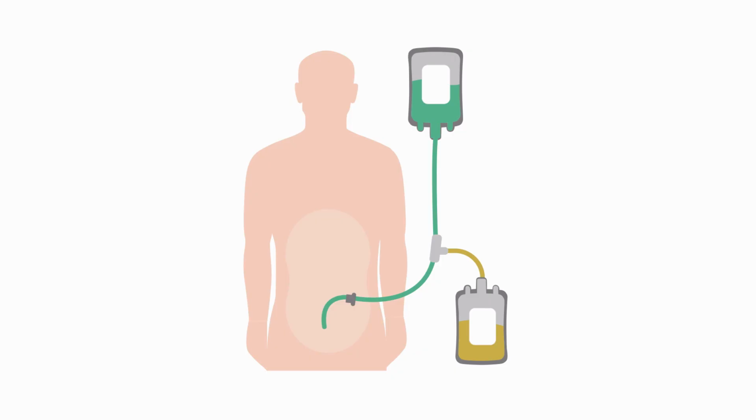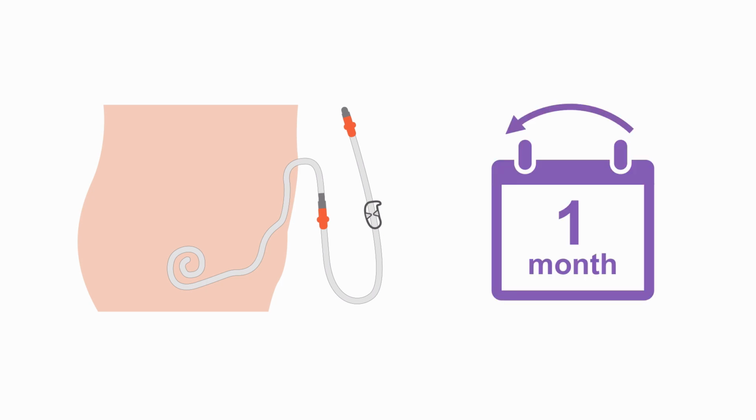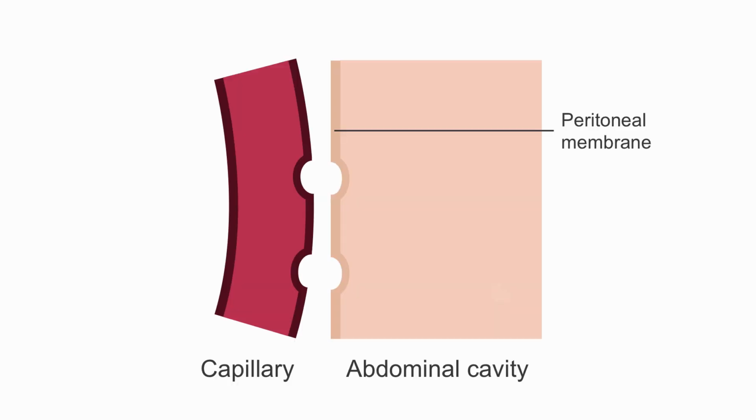An alternative option to hemodialysis is peritoneal dialysis. Patients must have a peritoneal dialysis catheter placed into their abdominal cavity. The catheter is placed 1 month before starting peritoneal dialysis so the area can heal. The abdominal cavity is covered in small capillaries, and these capillaries act as filters.